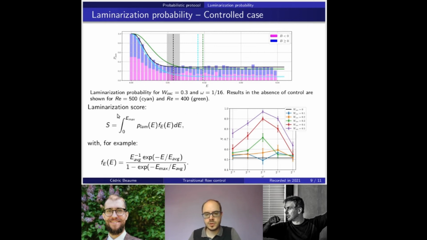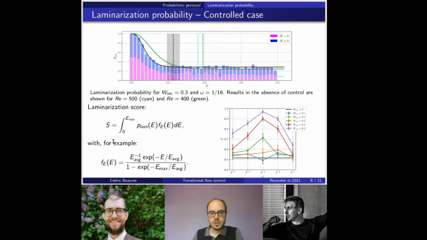And this laminarization score is nothing else than the expected laminarization probability of a random perturbation that belongs to a given distribution of energies, Fe. So if you know in your system that perturbations are generated at a given energy with a certain probability, then you know this distribution and you can integrate P lam times this distribution to obtain this expected laminarization probability, or what we call the laminarization score.